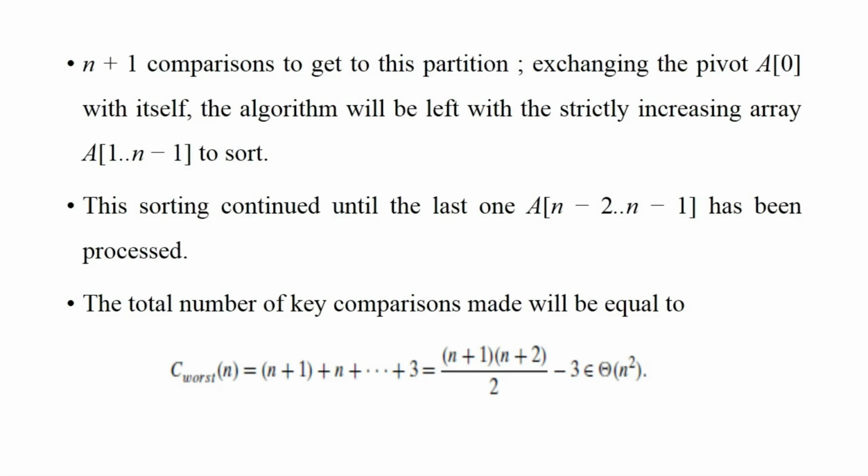Now we know the sum 1 plus 2 plus 3 until n is nothing but n into n plus 1 by 2. So here we have this is n, so n plus 1 into n plus 1 is n plus 1 plus 1 divided by 2 minus 3, which belongs to n into n is n squared, order of n squared.